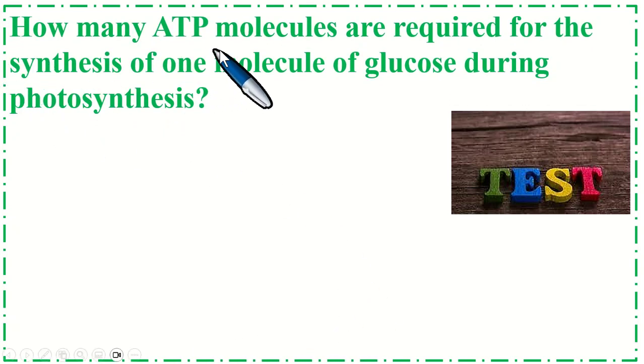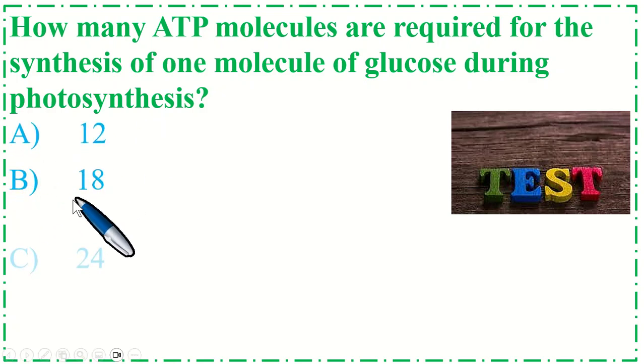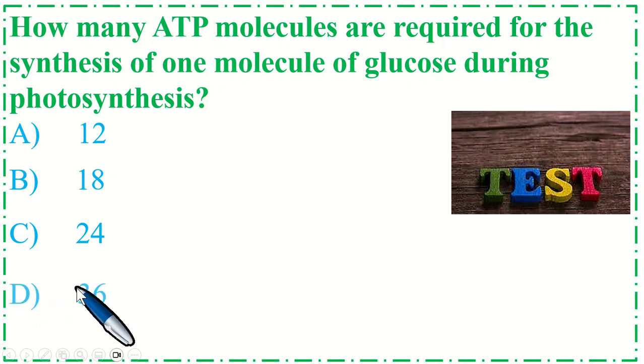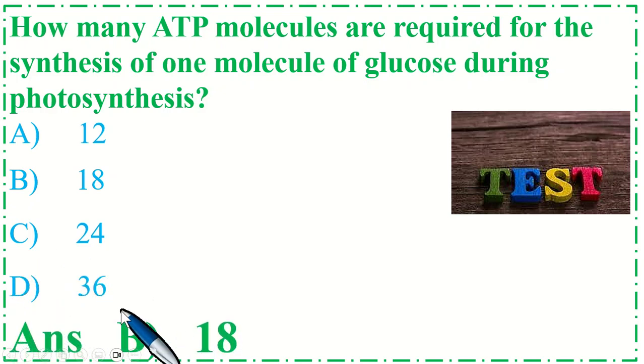So how many ATP molecules are required for the synthesis of one molecule of glucose during photosynthesis? Option A 12, B 18, C 24, and option D 36. So the correct option is B 18.